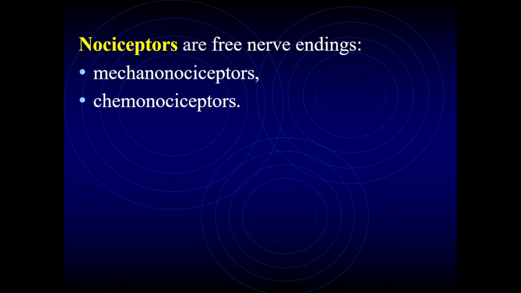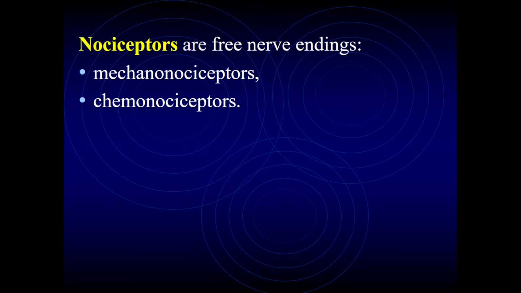Types of nociceptors. There are mechanonociceptors and chemonociceptors. Mechanonociceptors are excited under the action of factors that cause deformation and damage of the membrane during compression or stretching of tissues.